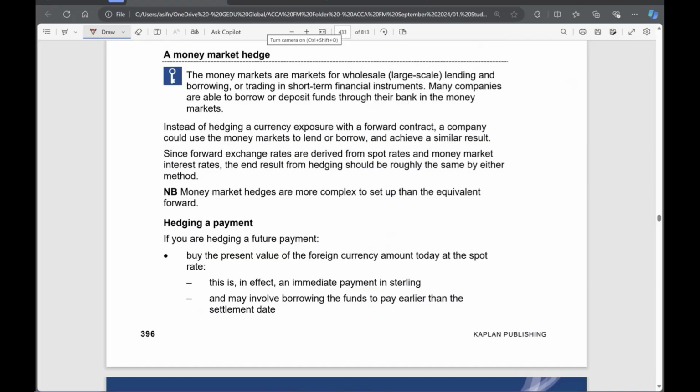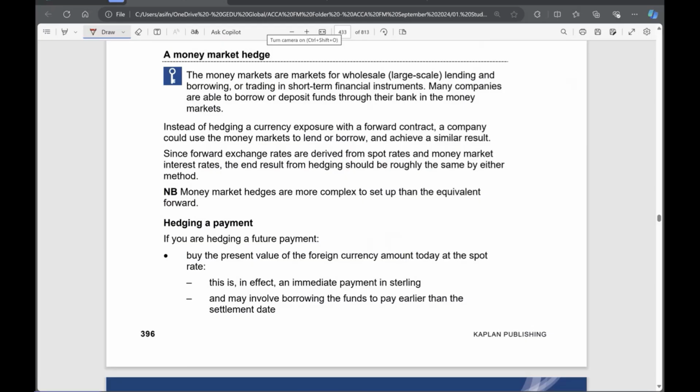Now, the second topic that we are going to do today is money market hedge. This is a little technical, not straightforward like the forward agreement. In a forward agreement, the examiner will definitely give you a forward rate, so we simply have to use it. 3 month forward rate, 6 month forward rate, 9 month forward rate, 1 year forward rate, and so on.